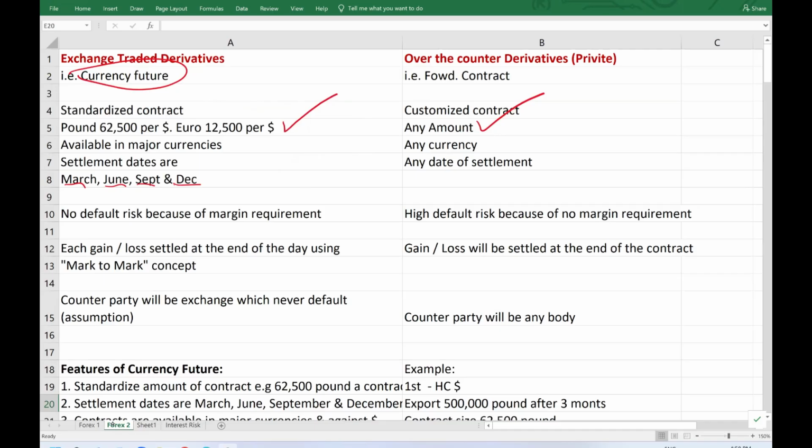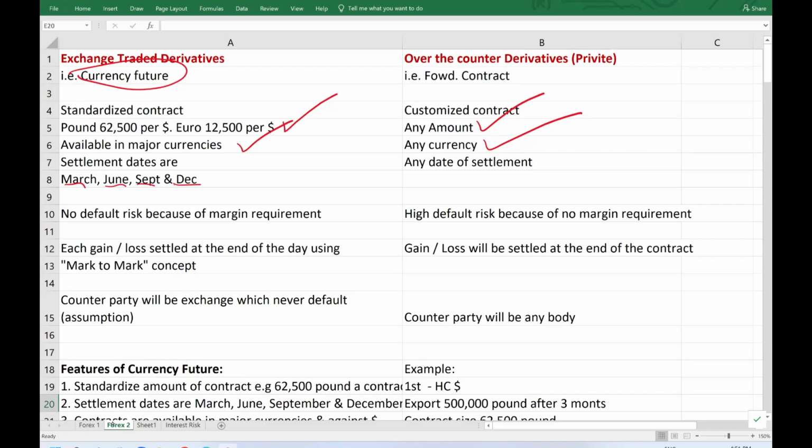Number three, the forward is available in any currency, but the future is only available in major currencies like yen, euro, pound, and these. And keep in mind, in currency futures, your second currency is always the dollar. The currency which is denominated in one term is always the dollar. So those are the key differences between these two.